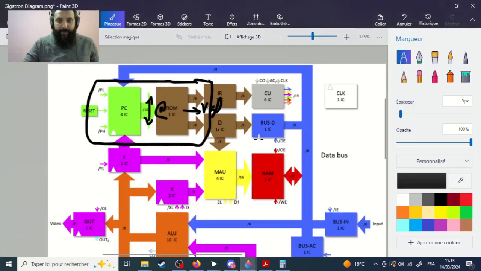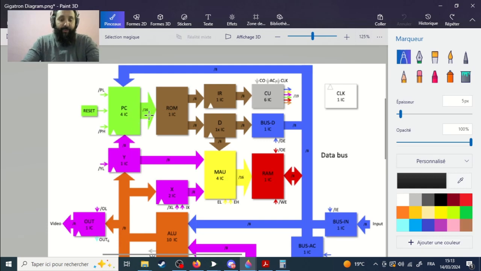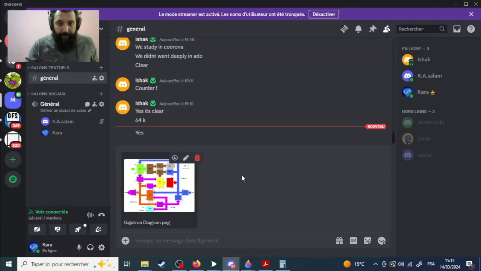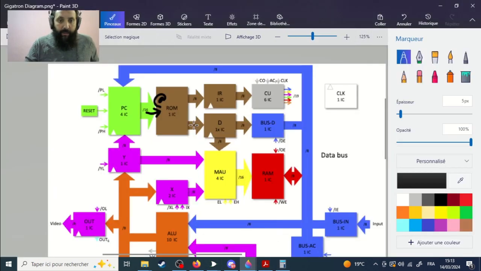Okay, we have to continue, we don't have much time. Anyway, we have the PC. The PC is a counter. The output of the counter is 16 bits. The 16 bits have to go to the address of the ROM. Why? Because we need to address each cell inside the ROM.